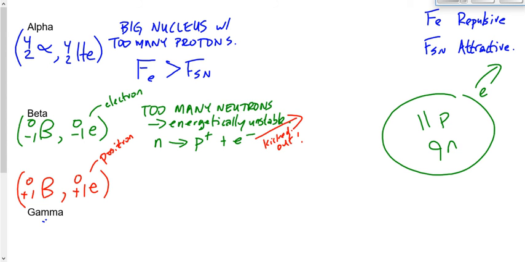Now, positron emission or beta plus decay occurs when we have too many protons. But all kinds of things can happen as a result of too many protons. Maybe the forces don't work. Maybe the repulsive force is too big. Maybe it's not a force issue at all when you have too many protons. Maybe it's the fact that the nucleus is once again energetically unstable.